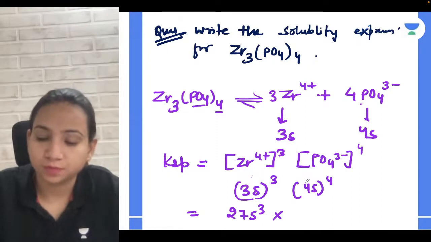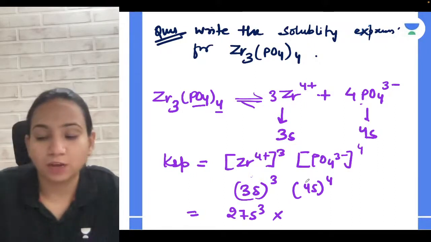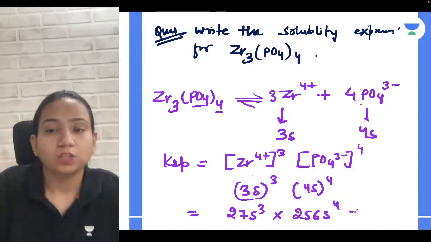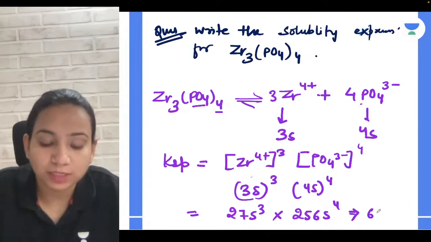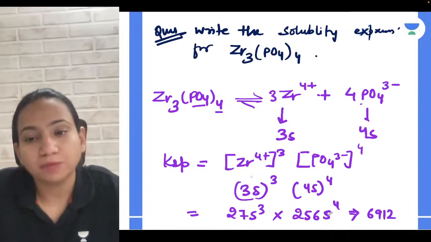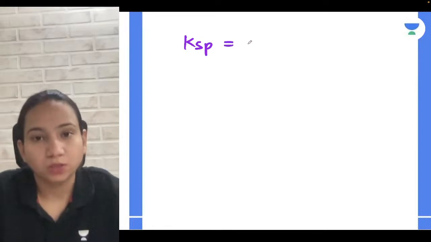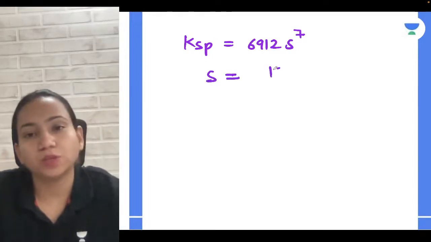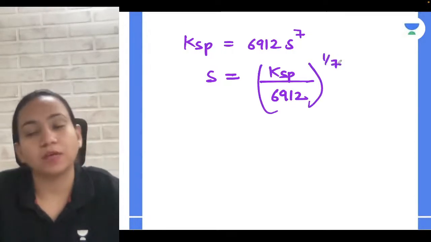What say, guys? Yeah. So if you have 4 into 4 into 4 into 4, you will have 256. I hope everyone is able to relate. So it's so simple. You will have 256 but S to the power 4. So when you multiply 256 into 27, what you will get? You will get 6912. But the base is the same, S to the power 4 times S cube, you will get S to the power 7. So what you got? You got KSP is equal to 6912 S to the power 7. So if you want to write the solubility expression, what can you do? KSP divided by 6912, and because of the 7 here, if you take it to this side, it will be to the power 1 by 7.